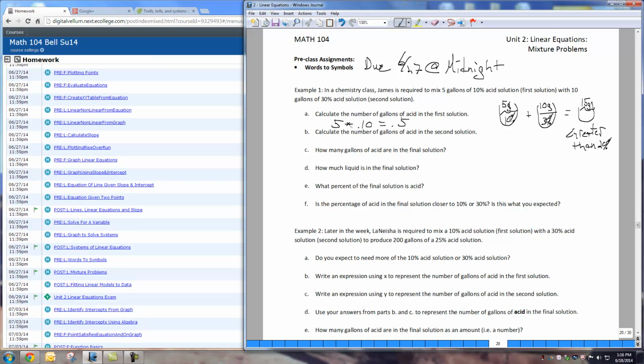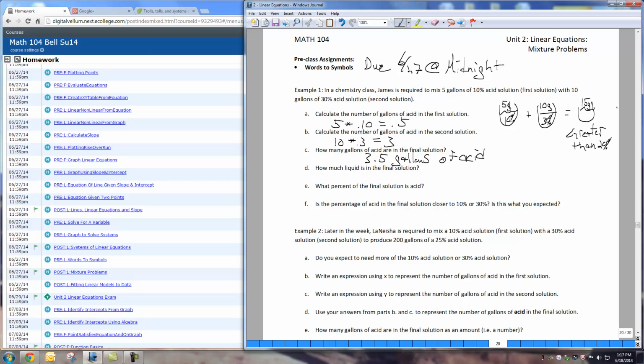Now let's do the same for the second solution. It's going to be 10 times 30%, which is 0.3 or 0.30. 10 times 0.3 is 3. So we have 3 gallons of acid and 0.5 gallons of acid. So in the final solution, there has to be 3.5 gallons of acid. So of the 15 gallons at the end, 3.5 gallons of that is strictly acid.